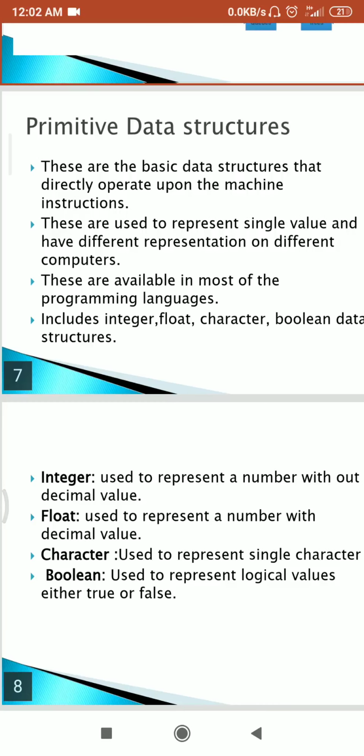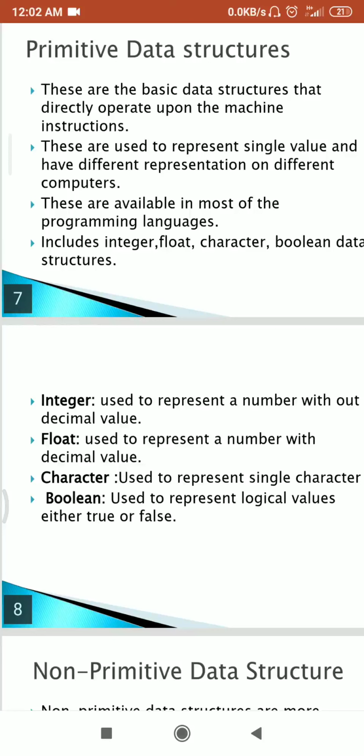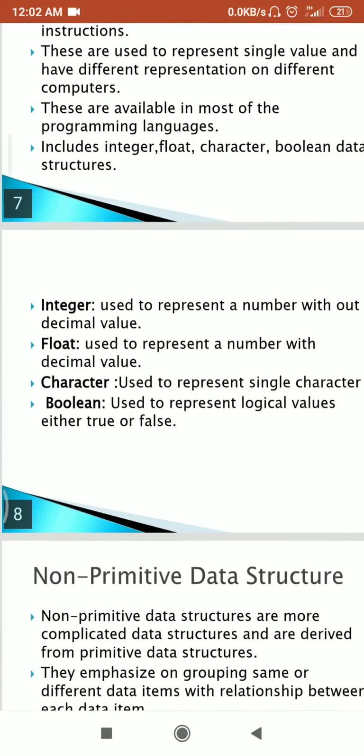Sometimes some machines or programming languages use different kinds of representation, so there is differentiation among the different machines. These are available in most programming languages. Okay, so these are the examples of primitive types: integer, float, character. We already discussed them in the C language.